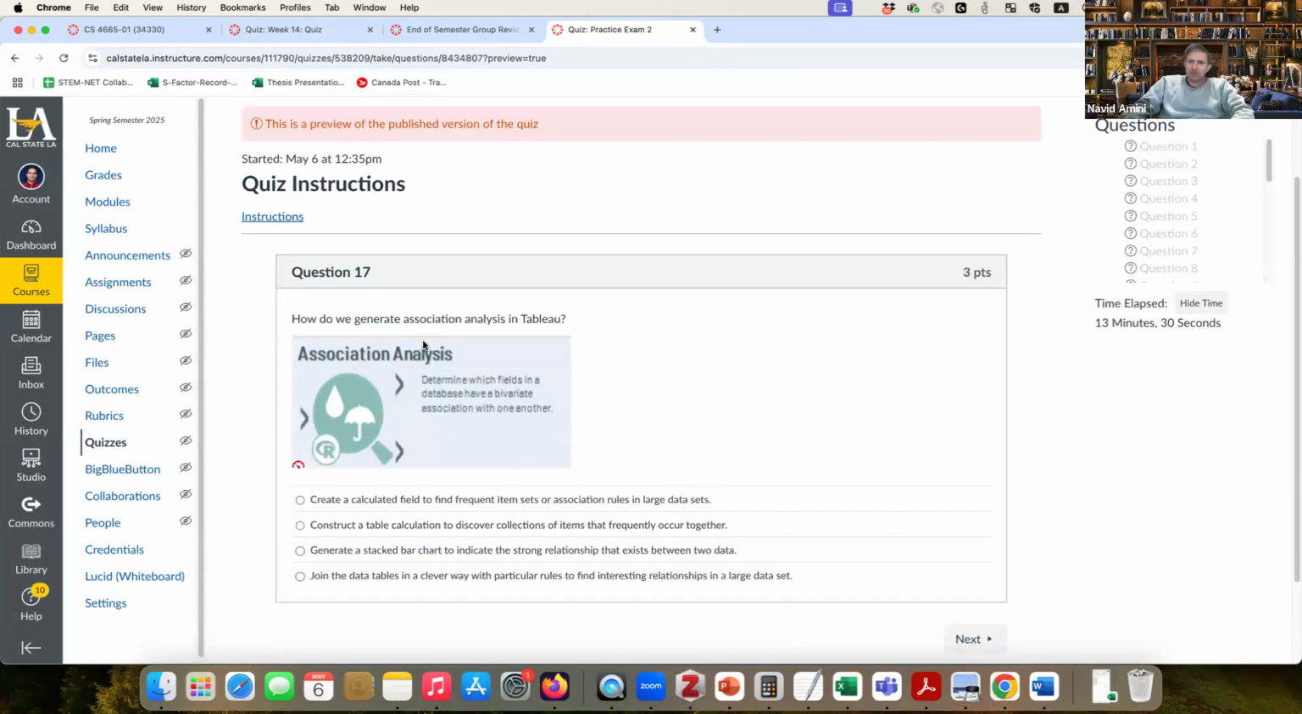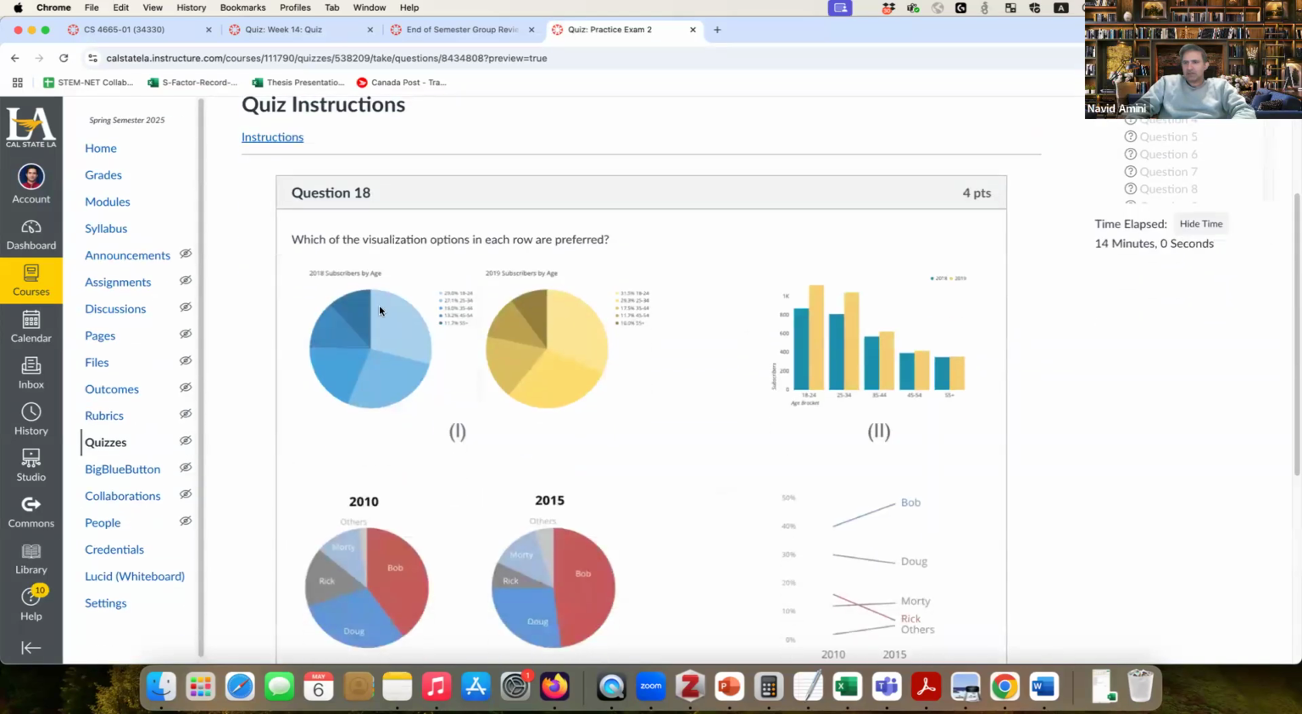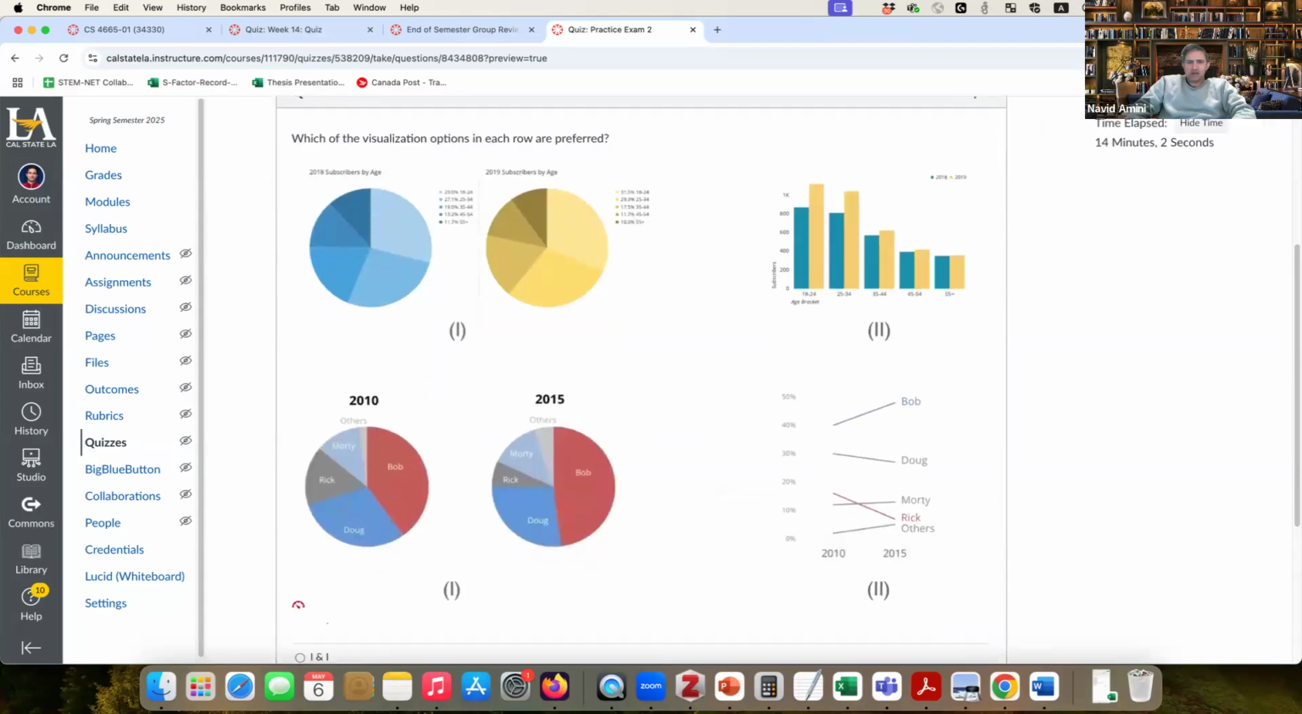Association analysis in Tableau, something that you guys did a couple of times. How do we generate association analysis in Tableau? Yeah, join the data tables in a clever way with particular rules to find interesting relationships in a large data set. And this is a repeat. Question number 18. Which one is preferred? This question is not a repeat. We have had a similar one, but not exactly this one.